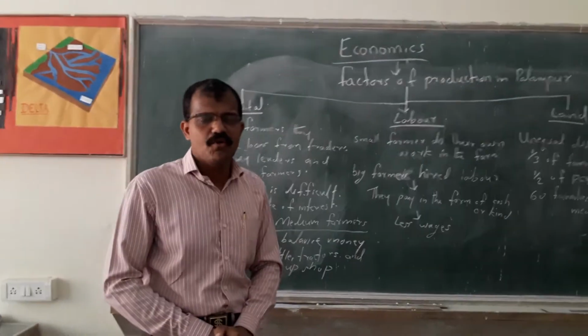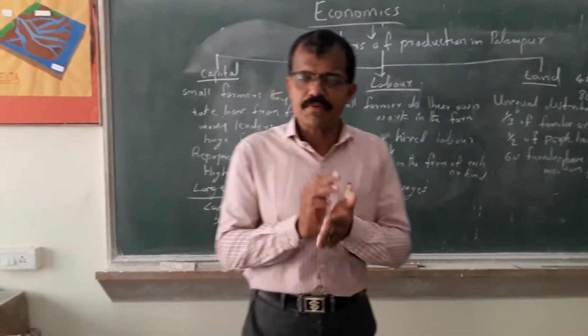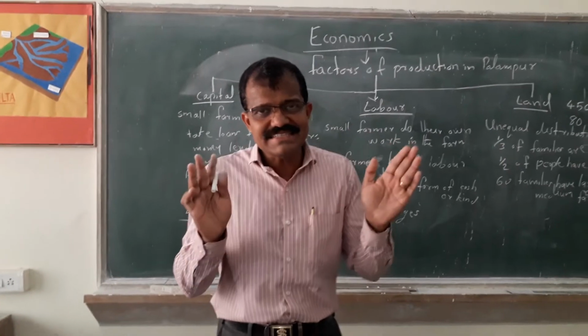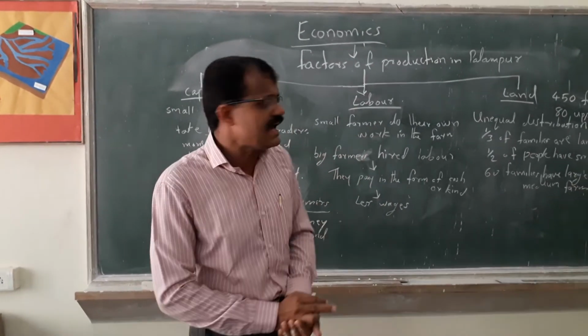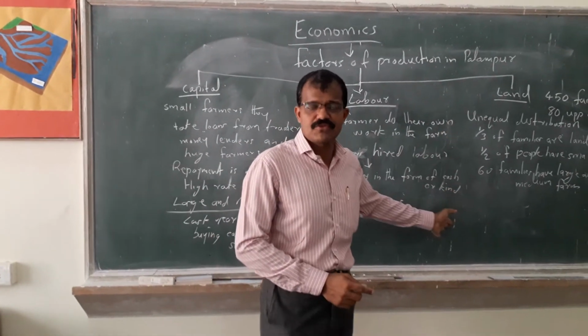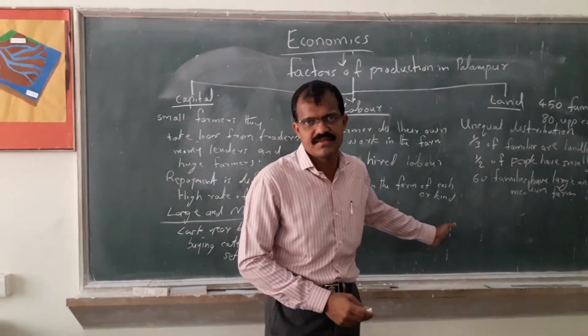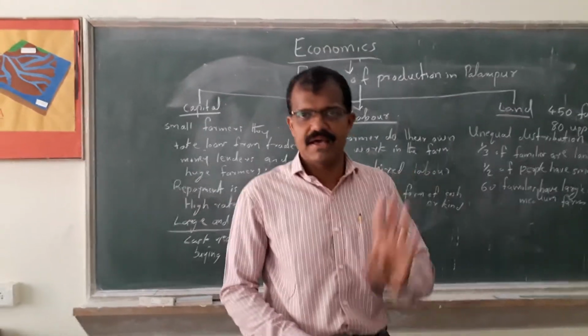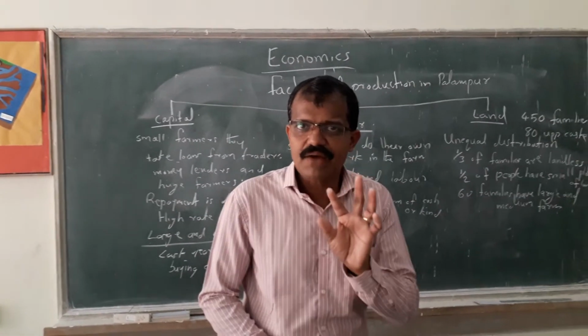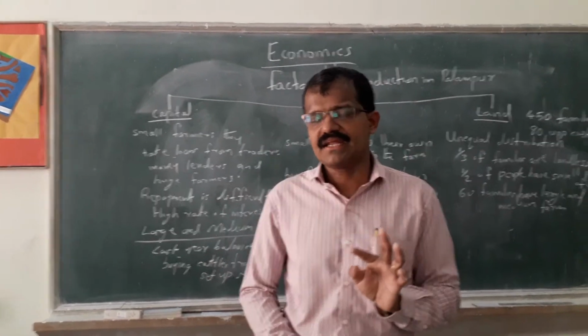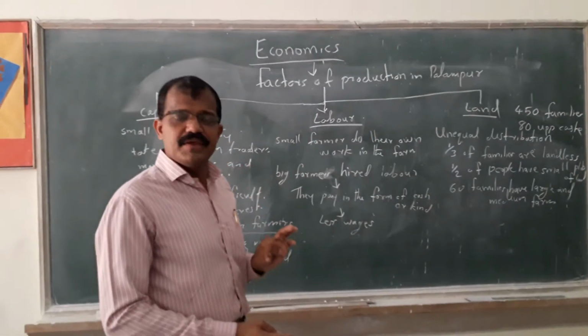In short, the small farmers don't have surplus product. A substantial share, a big share, they use for their domestic or household purpose, for eating. Only a small share can they sell in the market. As a result, they don't have a stable economic condition. They are always in a very weak economic condition.